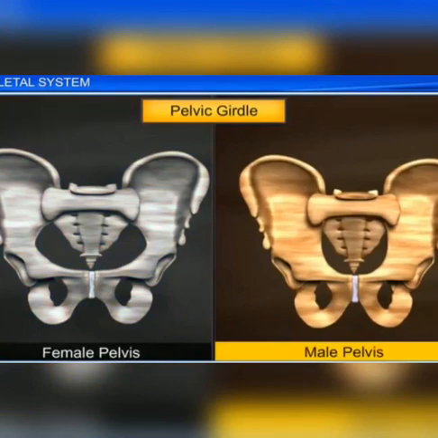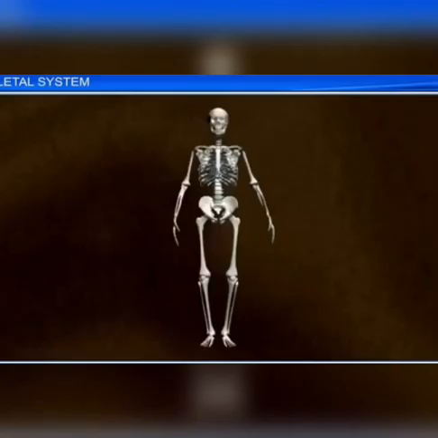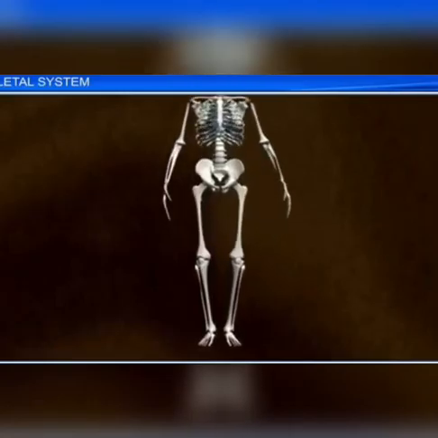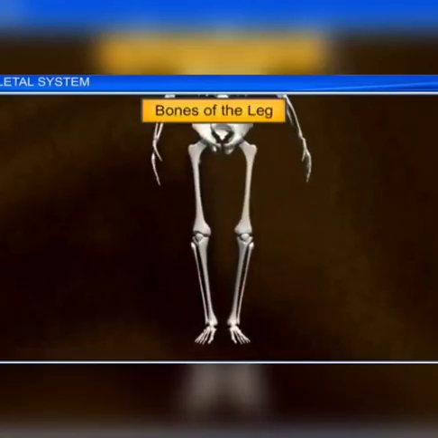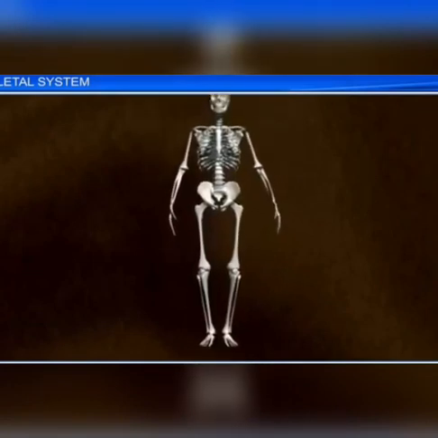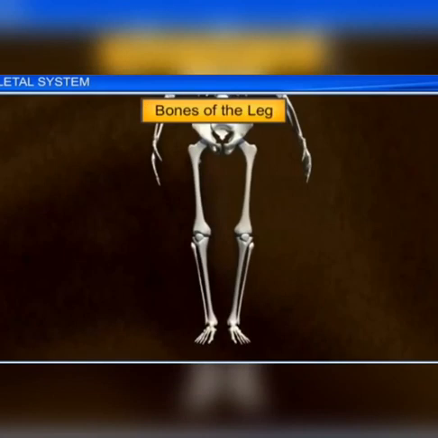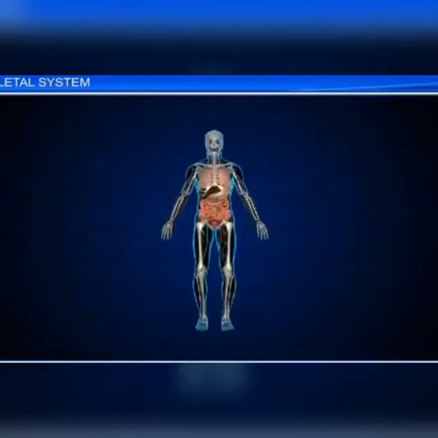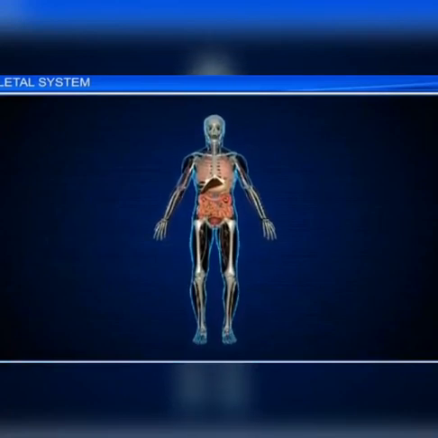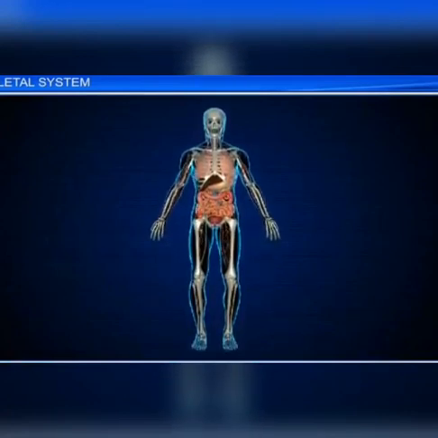The lower limb consists of 30 bones, which carry the entire weight of the body. The bones of the lower limbs are thicker and stronger than the upper limb bones. The three segments of each lower limb are the thigh, the leg and the foot. The femur is the single bone of the thigh. It is the largest, longest and strongest bone in the body.